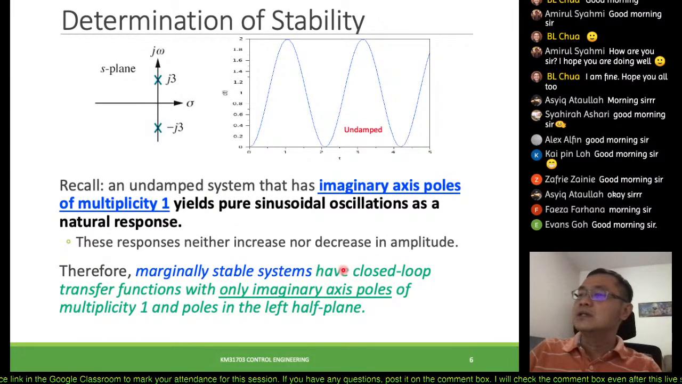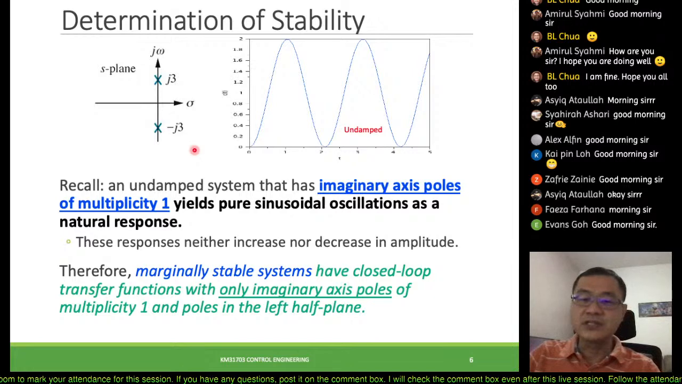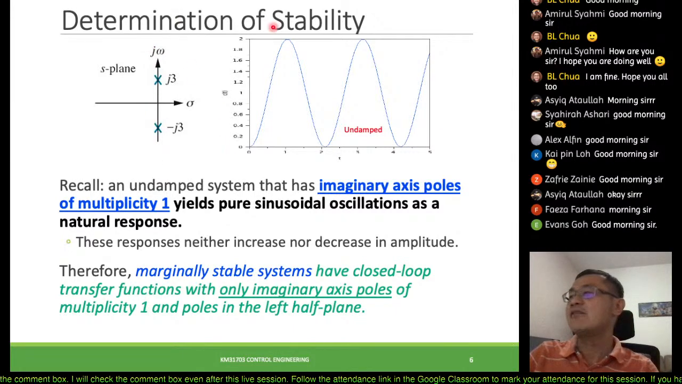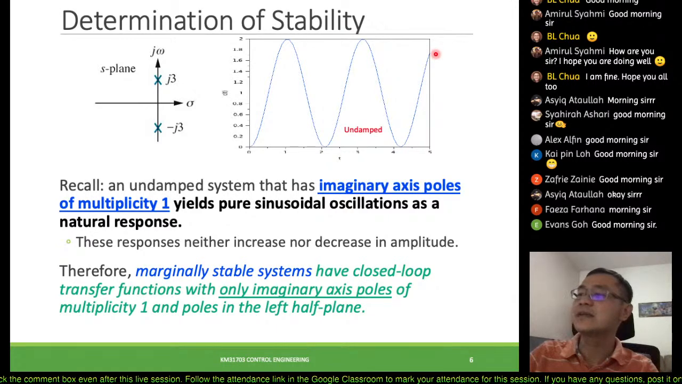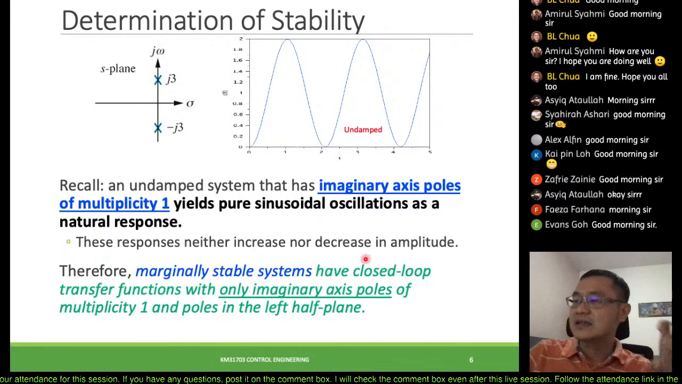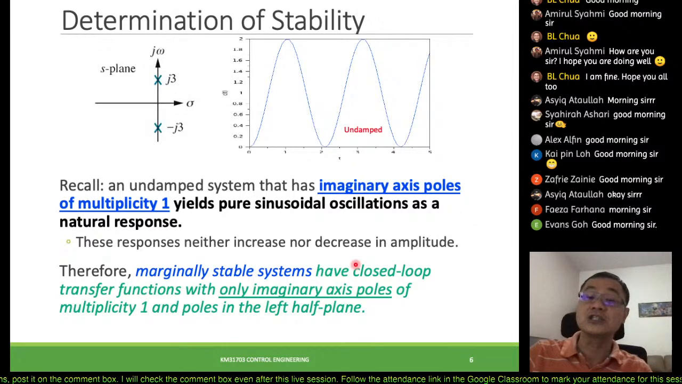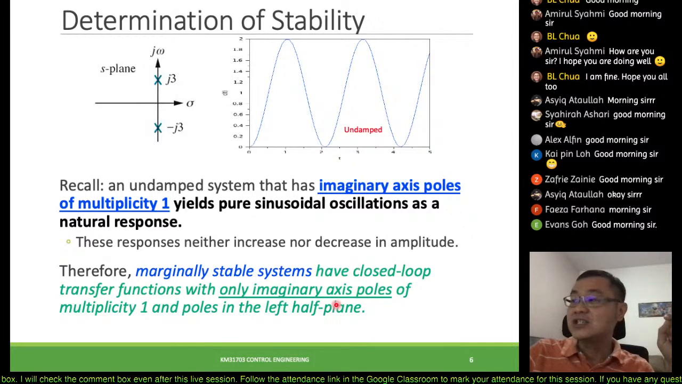Also, from our previous experience, we know that if the root is lying on the imaginary axis, then we will have this characteristic of an undamped system. When this happens, we get a marginally stable system. Again, a marginally stable system will have a closed loop transfer function with only imaginary axis poles. We don't have any real axis poles.